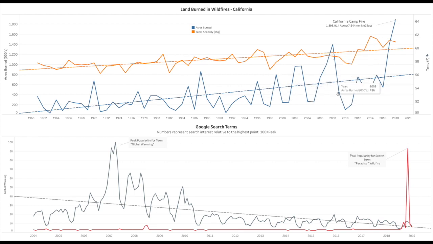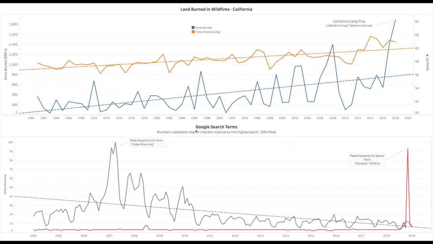What I see from this chart is that there's much more intensity in terms of the fires burning a lot more land. But at the end of the data period, California experienced the biggest fire in 100 years, the California Camp Fire in Paradise. Killed almost 100 people and $3.5 billion in damages.